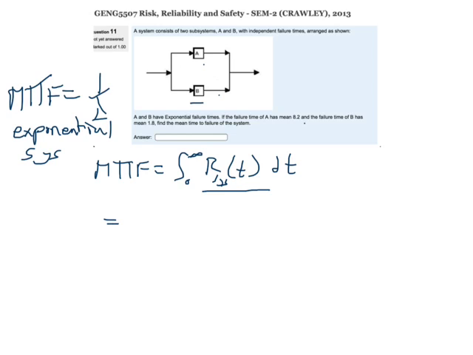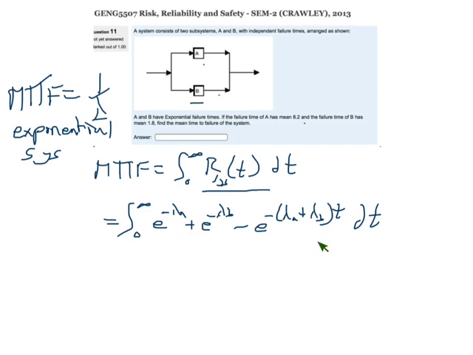so this expression for the mean time to failure is equal to the integral of e to the minus lambda a t plus e to the minus lambda b t, minus e to the minus, in open brackets, lambda a plus lambda b, t, dt. So this is the expression for the reliability of two parallel exponential systems. And as I say, if you've forgotten how to get to that point, then I suggest you go and have a look at the video for number 9.